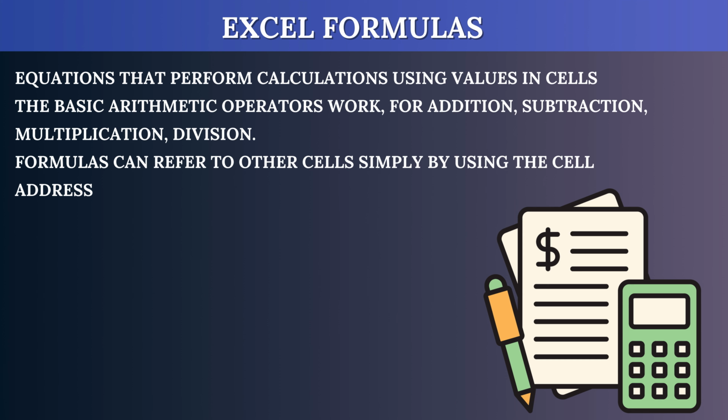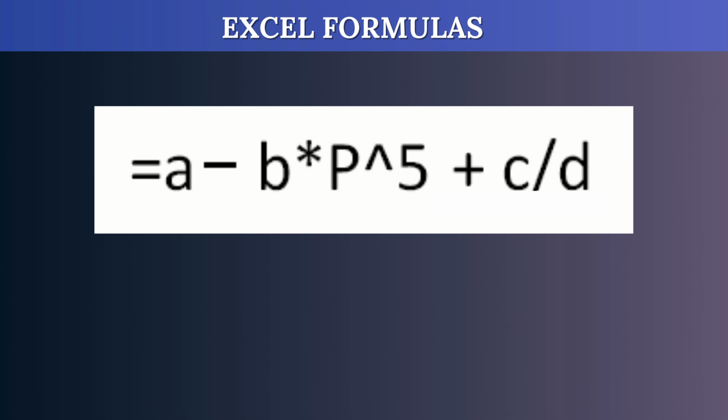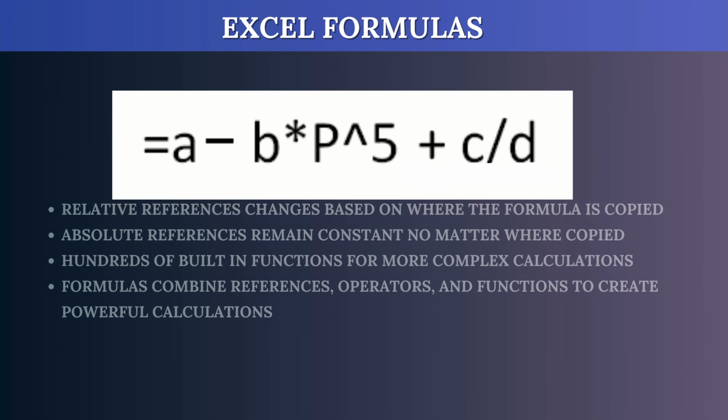Excel formulas. Excel formulas are equations that perform calculations using values in cells. Common mathematical operators like plus, minus, asterisk, slash are used, along with a variety of built-in functions. The basic arithmetic operators work for addition, subtraction, multiplication, and division. For example, if we have values in cells A1, B1, C1, P5 and D1, the formula A1 - B1 * P5 + C1 / D1 would subtract B1 multiplied by P5 from A1, and then add that result to C1 divided by D1.